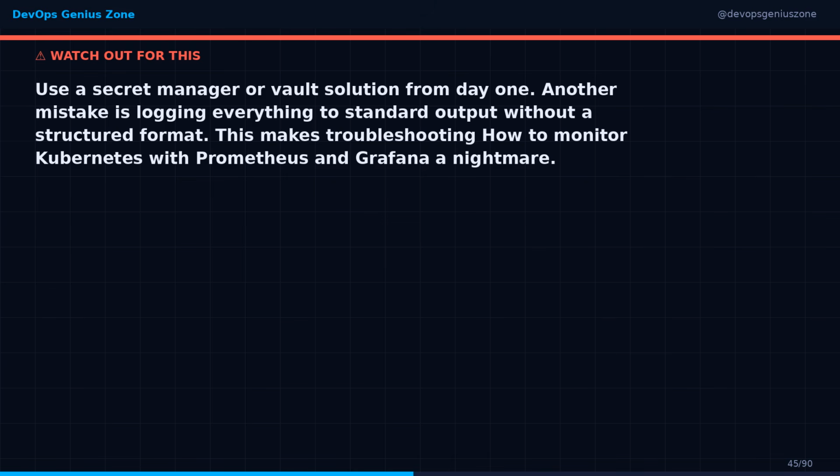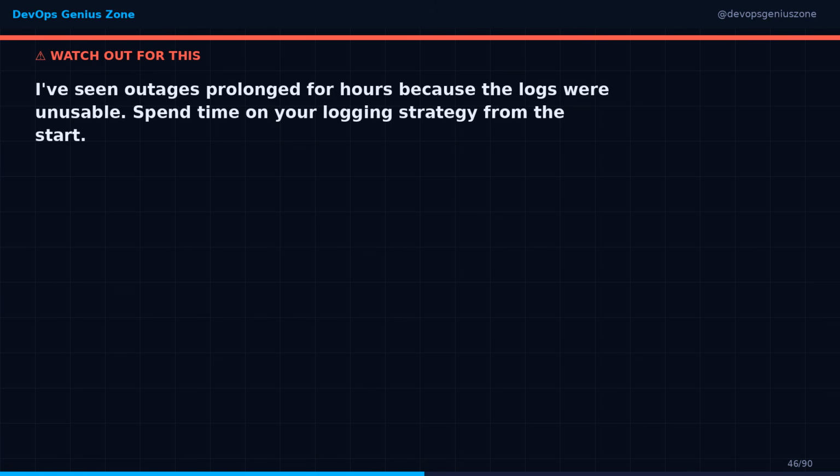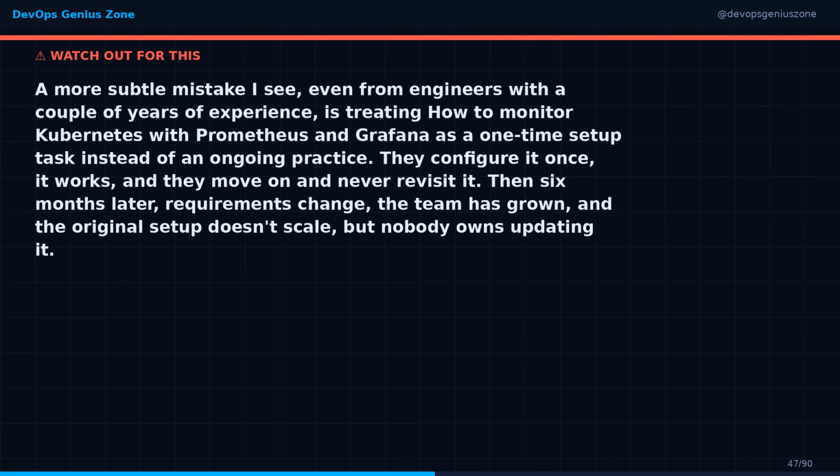They configure it once, it works, and they move on and never revisit it. Then 6 months later, requirements change, the team has grown, and the original setup doesn't scale, but nobody owns updating it. If you're working with how to monitor Kubernetes with Prometheus and Grafana, put a recurring reminder on your calendar, monthly or quarterly, to revisit the setup and ask whether it still fits how the team actually works today.